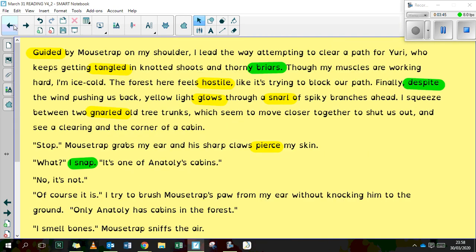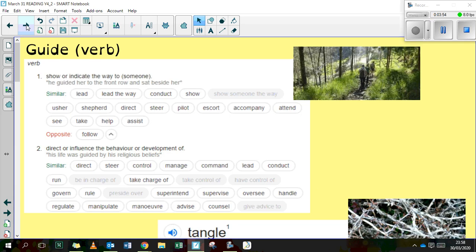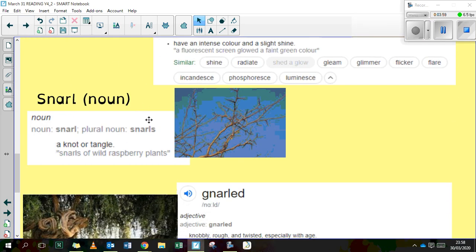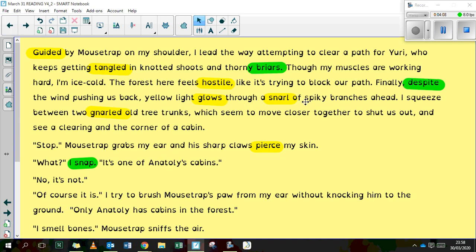Yellow light glows through a snarl of spiky branches ahead. So what is a snarl of spiky branches? Well, snarl is used as a noun there, so it's an actual thing. Snarl is a knot or a tangle. So if we go back, the snarl of spiky branches, it's a tangle. Again, it's just another way of saying tangled here. A tangle or a knot of spiky branches ahead.